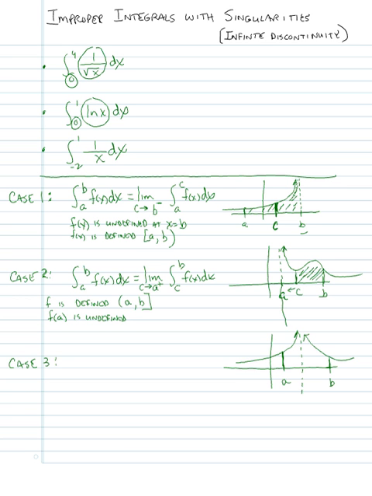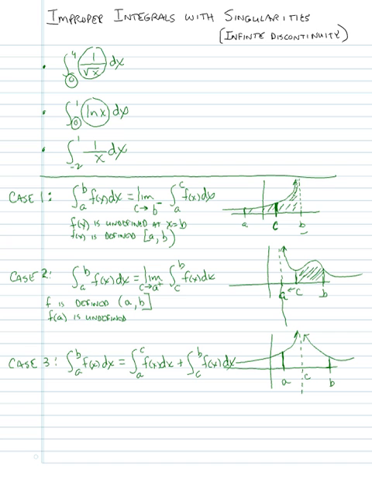Well, this is kind of like what we did before. Maybe we'll call this value C, where we have this infinite discontinuity. So we're integrating from A to B, but the function is undefined at one value between A and B, but it's defined at A and it's defined at B. So what we have to do, like we did with the infinite integrals a little bit earlier, is break this into two pieces. We'll integrate from A to C, and add to that the integral from C to B.